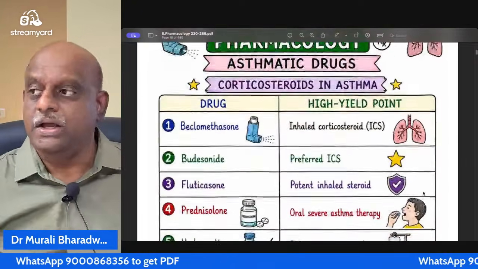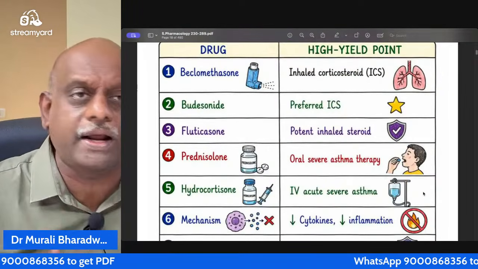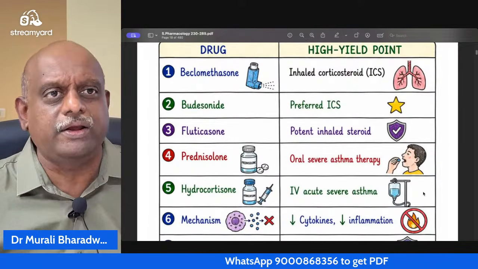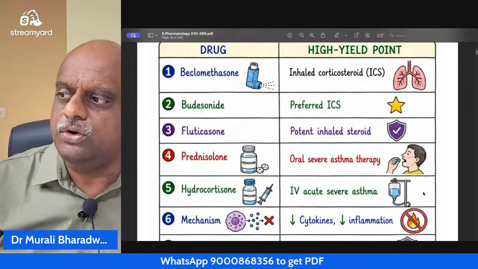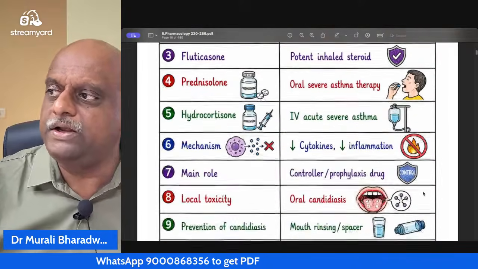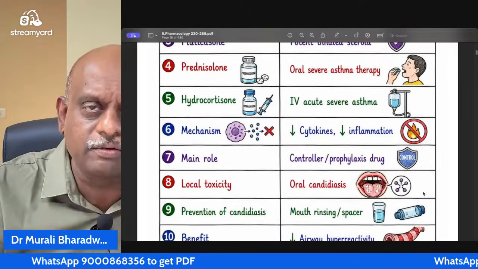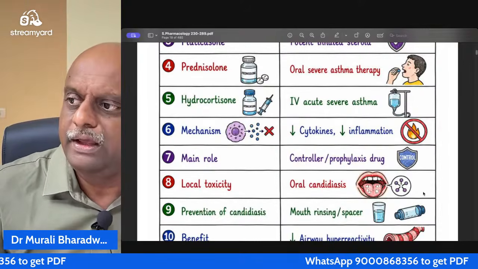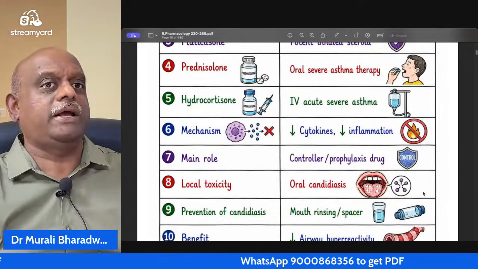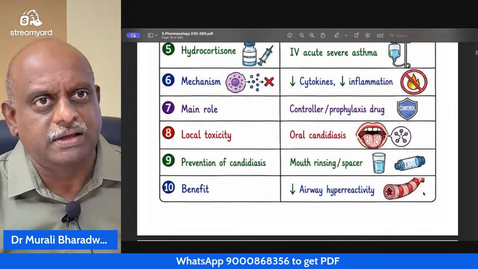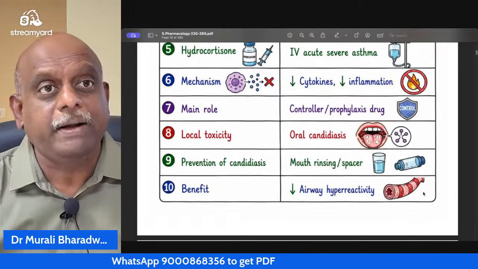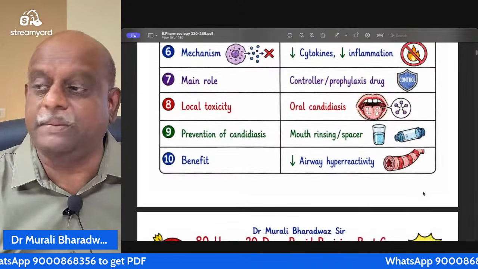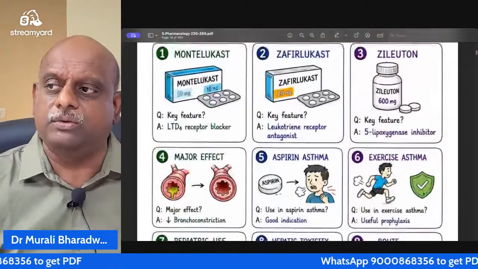Now, what are the steroids? Beclomethasone is an inhalational corticosteroid. Budesonide is a preferred inhalational corticosteroid. Fluticasone is a potent inhaled steroid. Prednisolone tablet, if it is very severe. Hydrocortisone IV for severe acute asthma. So, how do steroids act? They decrease cytokines and decrease inflammation. But there is local toxicity because of inhalation: oral candidiasis can occur. That's the reason the patient needs to rinse the mouth.